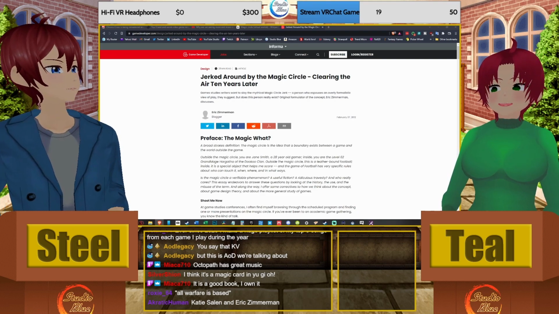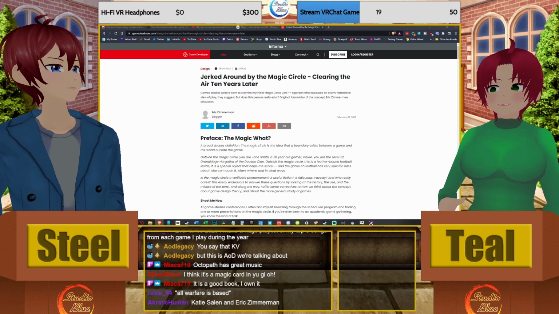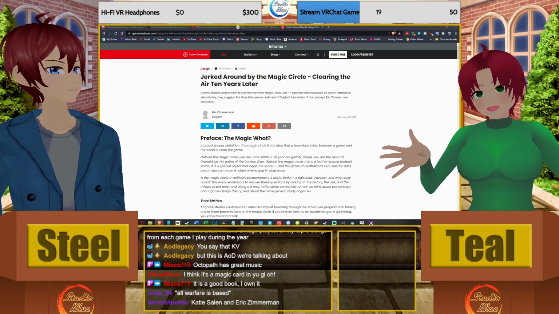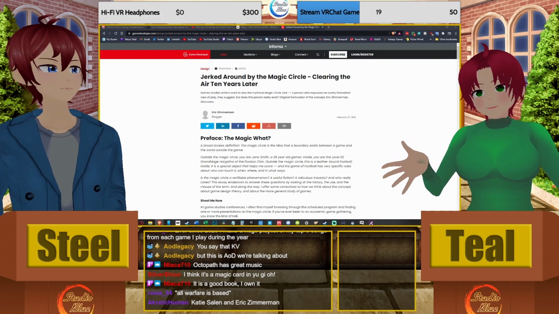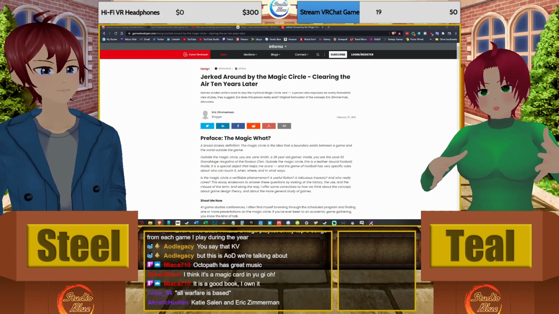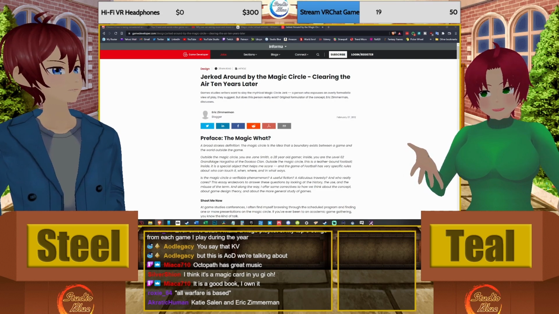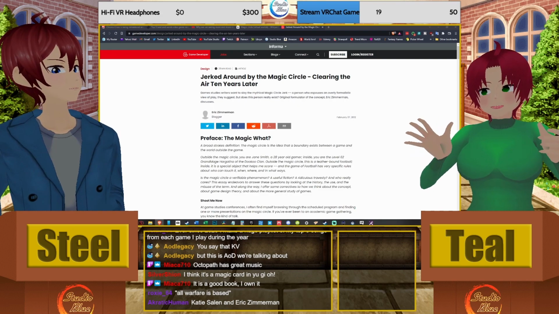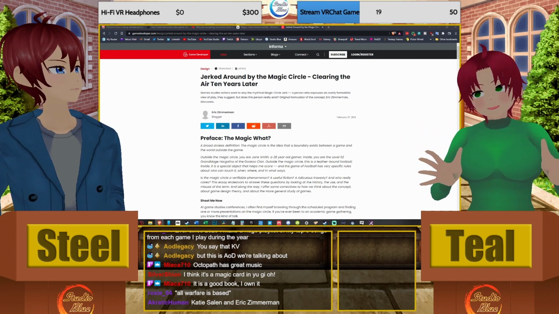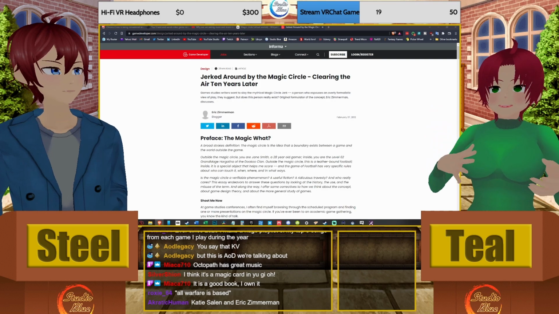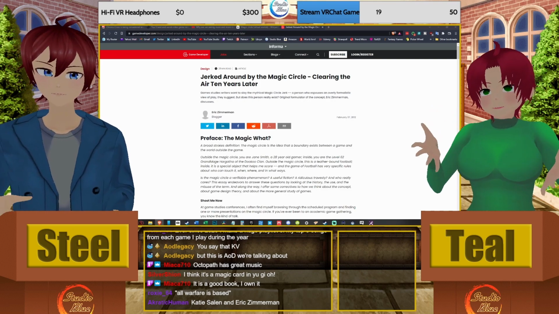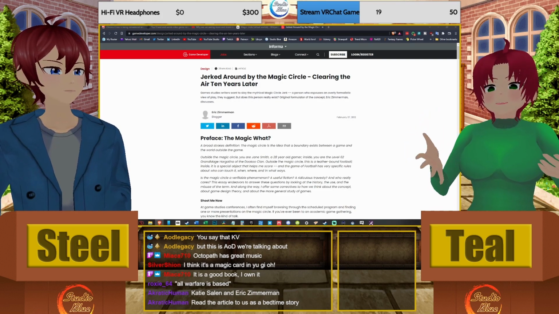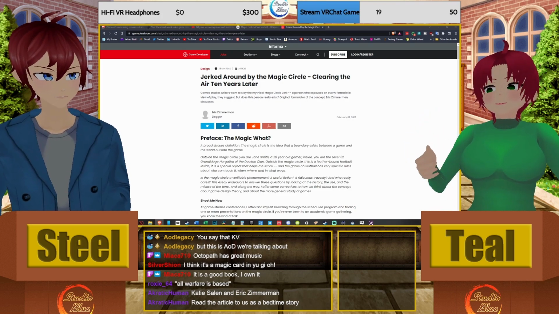Basically, Mr. Zimmerman wrote the article to address the years-long disparaging of his and Kate's concept of the magic circle. It is part rebuttal, but also a lot of explanation. And when you read through the article, from today's standpoint, it's freaking common sense.